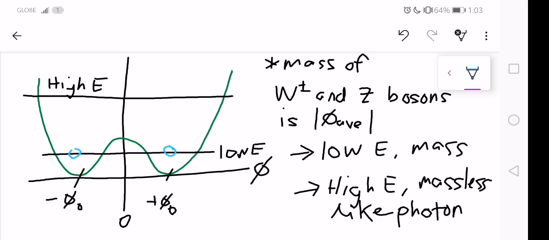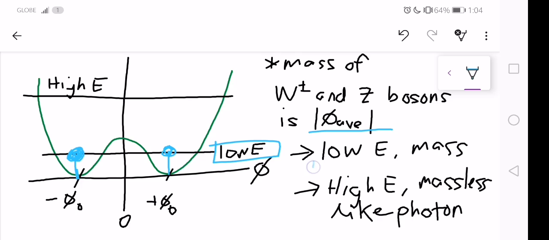So Peter Higgs said that the mass of the W plus minus or Z bosons is proportional to the absolute value of the average of the Higgs field. So in this case, if they are sitting, say, here in this position, the absolute value of the average would be around phi naught here. Or in this case, if it's sitting here, the absolute value of the average of the Higgs field would be positive phi naught. So this is what we observe at low energies, or rather what we predicted at low energies.